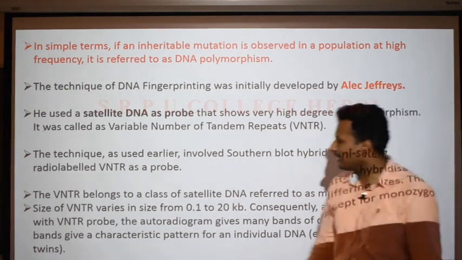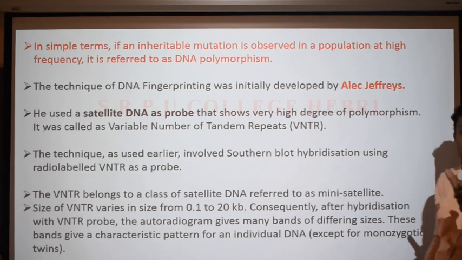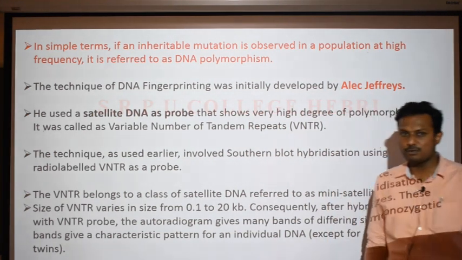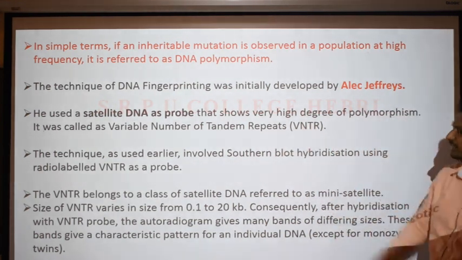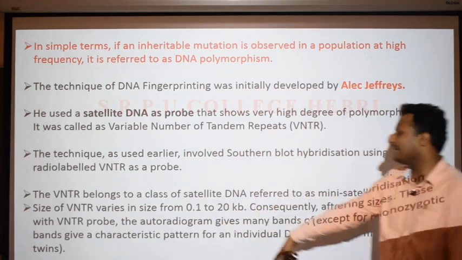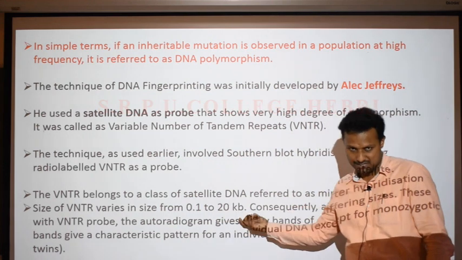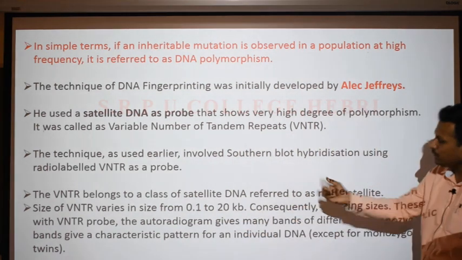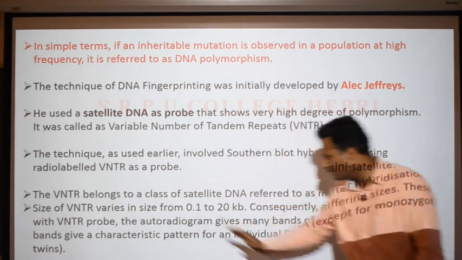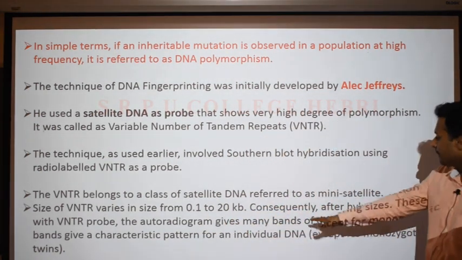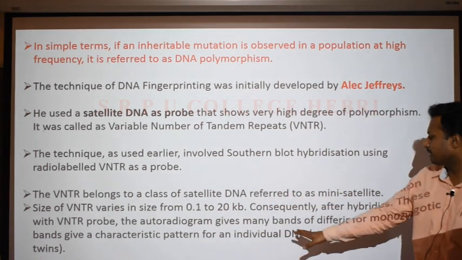VNTR belongs to a class of satellite DNA which we already know, referred to as a mini satellite. I had told you there are two different types of satellites: one is mini satellite and the other is macro satellite. VNTR is a mini satellite type, and the size of the VNTR may be from 0.1 to 20 kb. KB stands for kilobase. Consequently, after hybridization with the VNTR probe, the autoradiogram gives many bands differing in size. These bands give a characteristic pattern for individual DNA.